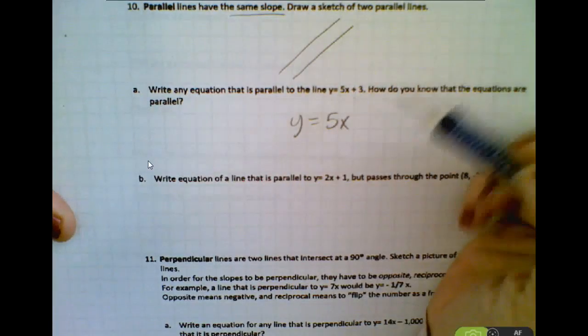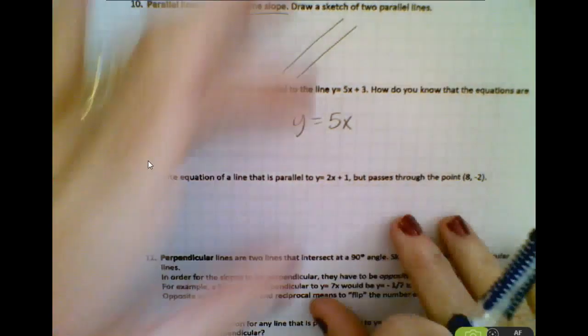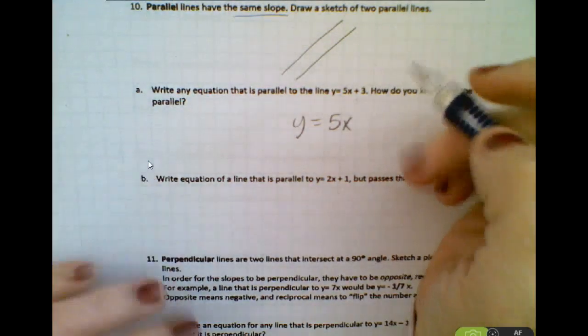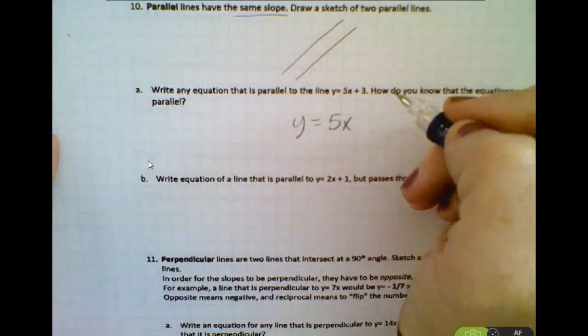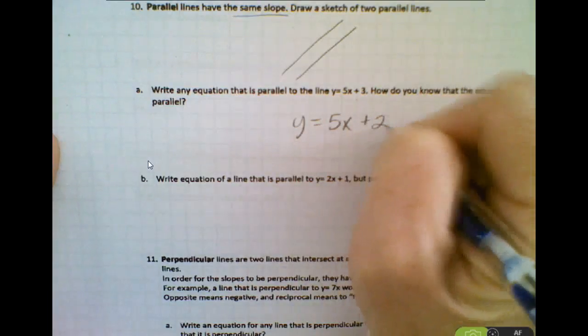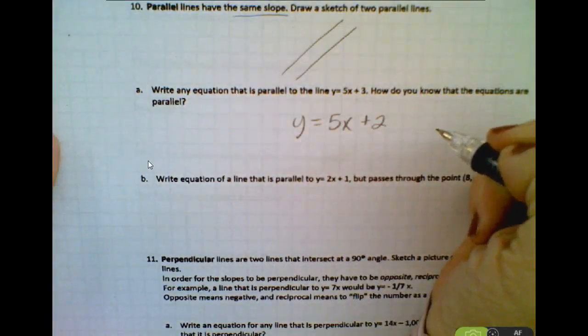The only thing that's going to change is our beginning point because we're sliding up and down the y-axis, right? So what's another number besides 3, Dylan? 2. That is a line that is parallel. They have the same slope.